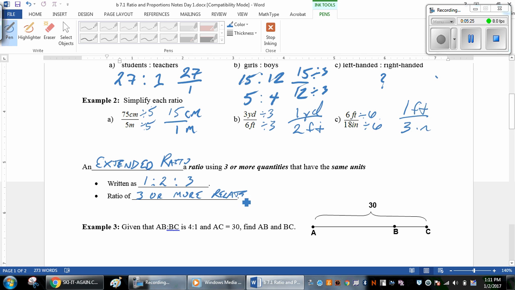And I like to say related parts here because when we're using these in geometry, we're usually going to be talking about parts of a line segment, parts of a triangle, parts of some kind of geometric figure. Okay. All right, let's take a look at our next example.